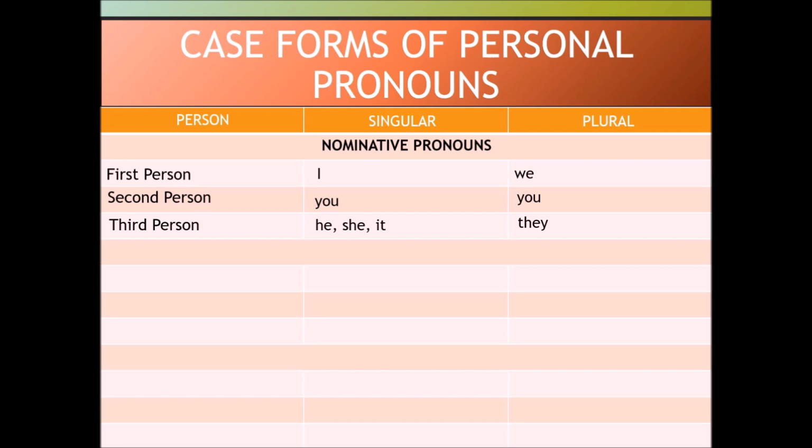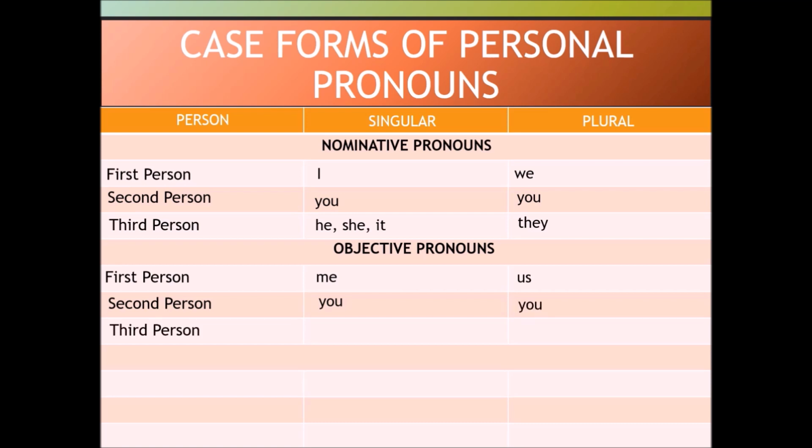For the second group, we have the objective pronouns. The first person singular is me, the plural is us. For the second person, we have you under singular, and then the same is true under plural, also you. The third person is him, her, it under singular form, and them under plural.